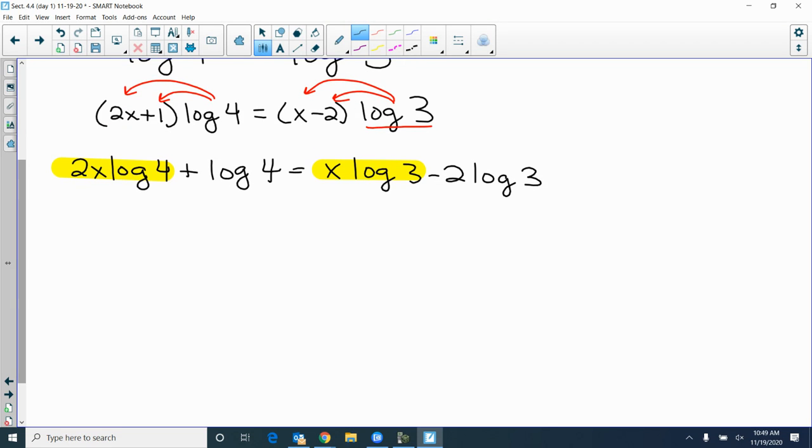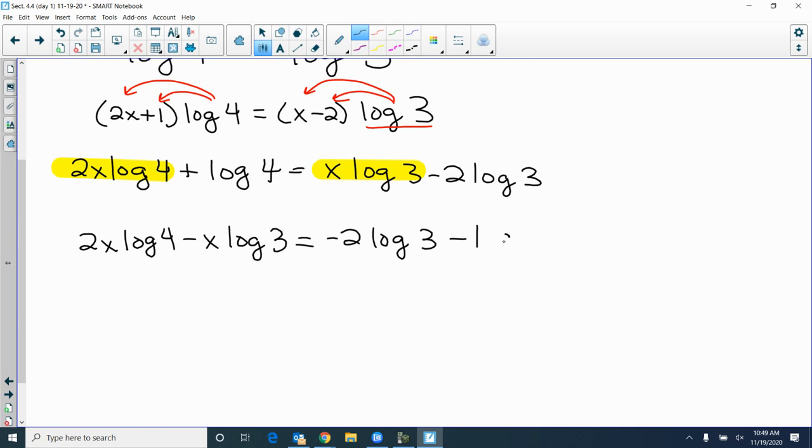So in doing that, I'm going to subtract x log of 3. So I already have 2x log of 4 minus x log of 3 equals negative 2 log of 3 minus log of 4.